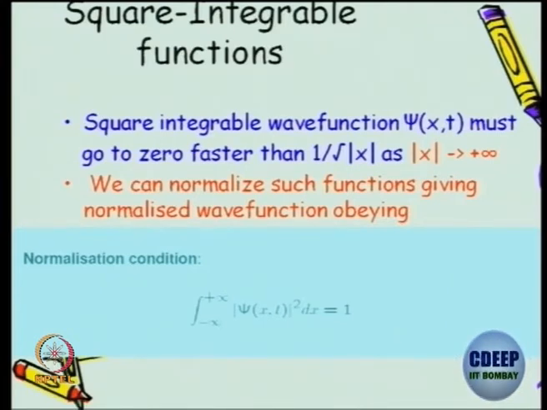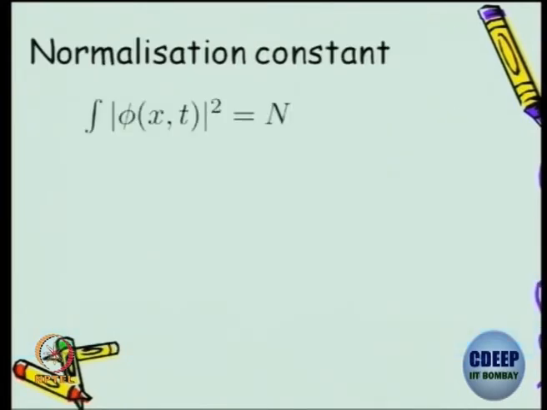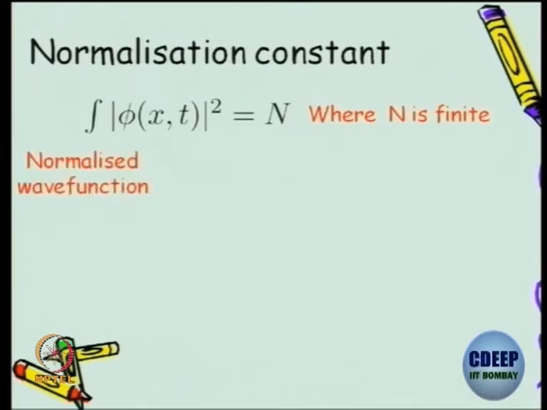Most of the time your wave function may not be normalized, but you can normalize it. For example, if phi of x,t is another wave function whose integral over the whole region is capital N, N is called the normalization constant, and it should be finite. And how do you write the normalized wave function?